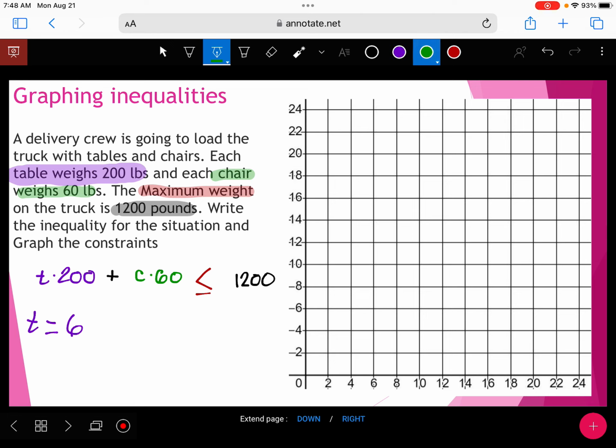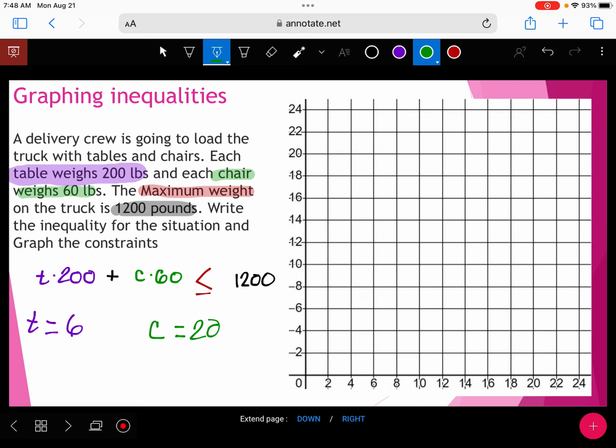What if I brought no tables and just chairs? 20. If I brought no tables and just chairs, my intercept for chairs is 20. That is a C. I don't know why it looks so much like an E. I said it out loud, so then I tried to write an E. So those are my X and Y intercepts, my table and chair intercepts. And we can graph that here.